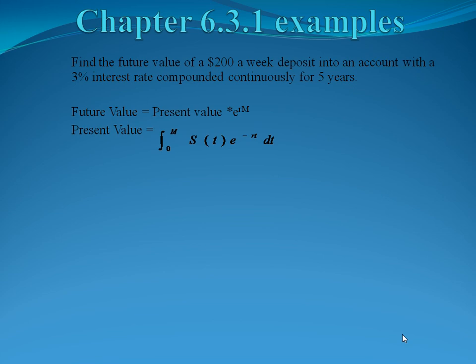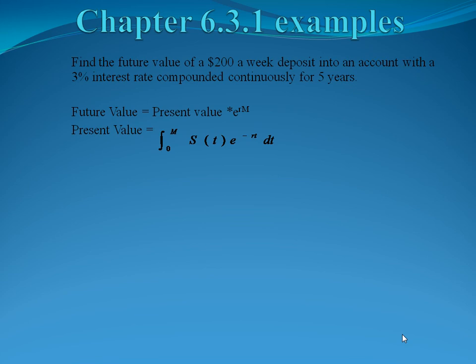Again, future value is present value times e to the rm, and present value is the integral from 0 to m, our money stream, e to the negative rt dt. Now, it's important to notice here that our money stream, S of t, should always be presented per year, and in this particular problem, they are telling you that we're depositing $200 a week.